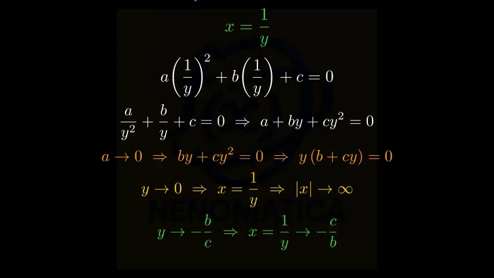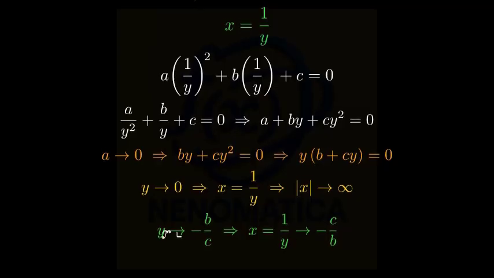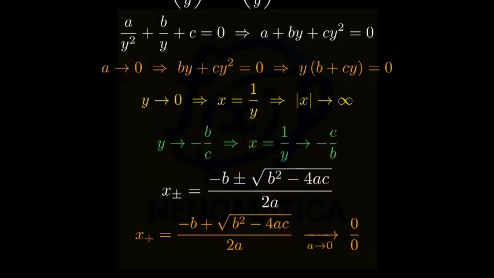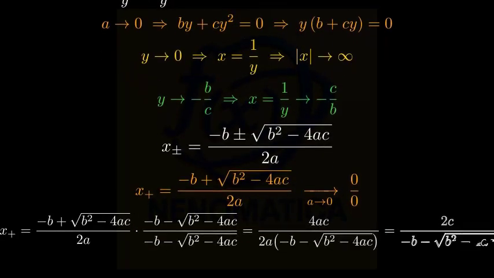A second proof uses the quadratic formula. The roots are negative b plus or minus the square root of b squared minus 4ac, all over 2a. As a goes to 0, the plus branch can form the indeterminate 0 over 0. We rationalize with the conjugate to evaluate its limit. Taking the limit now is easy.